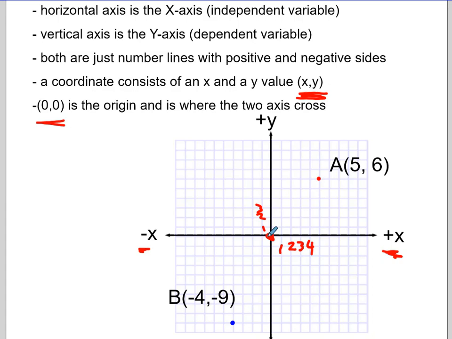So if we have the point 5, 6, I'll get rid of all that other stuff. So the point 5, 6, you can see if we count over 1, 2, 3, 4, 5, and then I go up 6, 1, 2, 3, 4, 5, 6. If I can get the dot to show up there, that would be the location of 5, 6. If I have this B location here of -4, -9, I would go back 1, 2, 3, 4. That's to the left, and then down 1, 2, 3, 4, 5, 6, 7, 8, 9. Hopefully that draws that a little bit bigger there. And that would be our location of B, -4, -9.